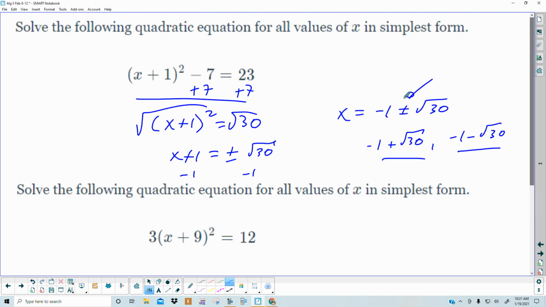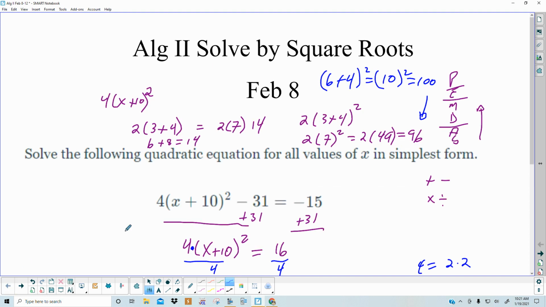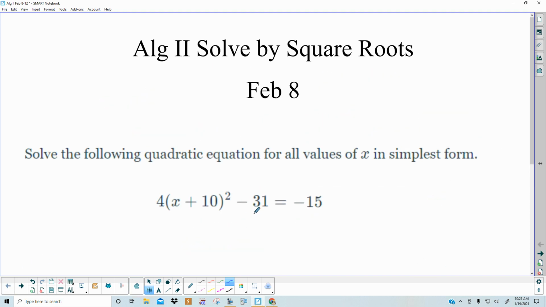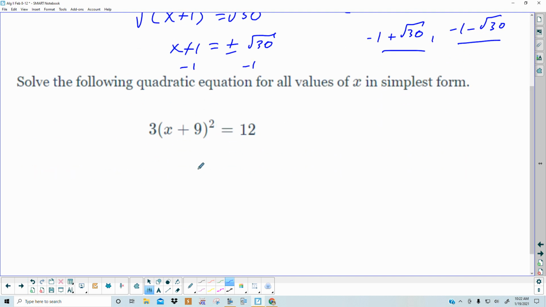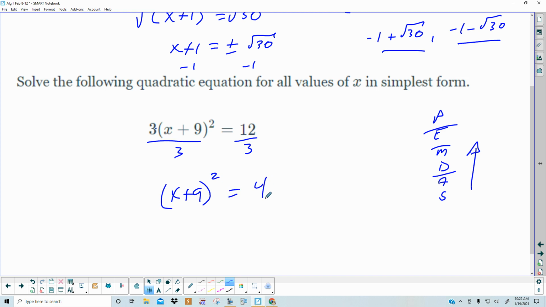In these previous two examples, there was adding or subtracting outside the parentheses. On this next one, there is no adding and subtracting outside the parentheses, so I can just skip on to the next one, which was undo multiplying. So I divide by 3 first. Again, what I'm referencing is this PEMDAS, and I'm working up it. There was no adding and subtracting outside, so I just go to the level of undo multiplying or dividing. So I get (x plus 9) squared is equal to 4.